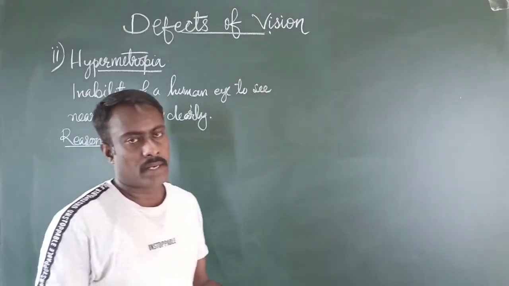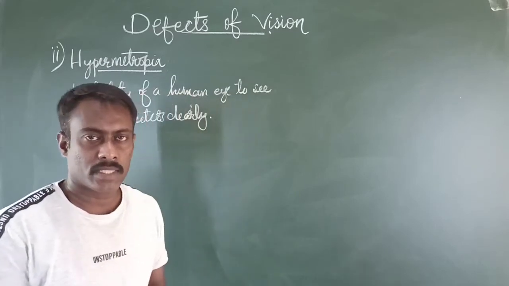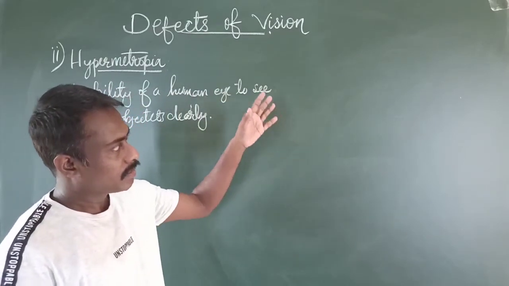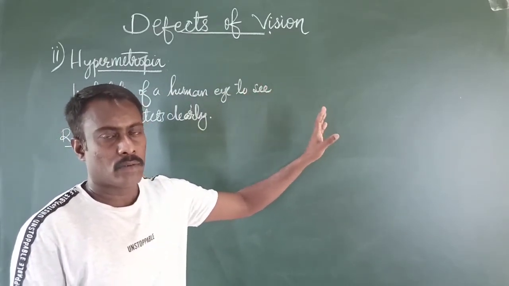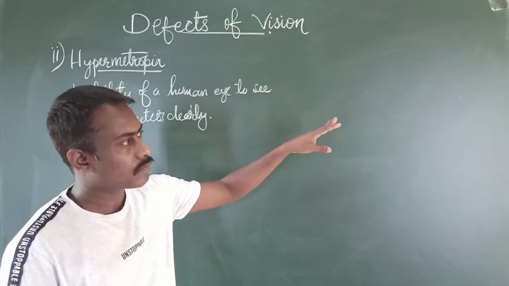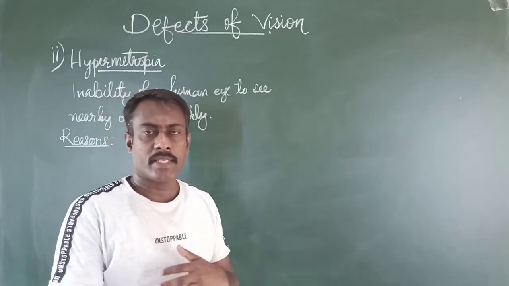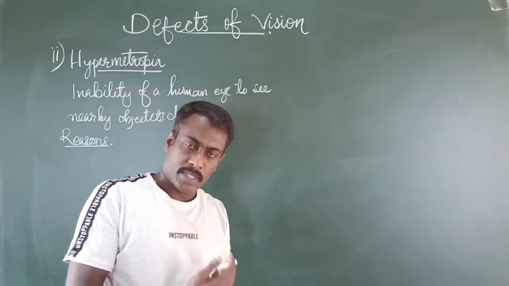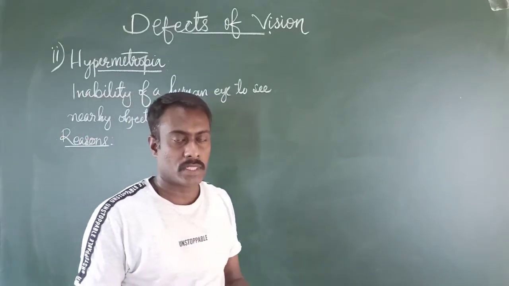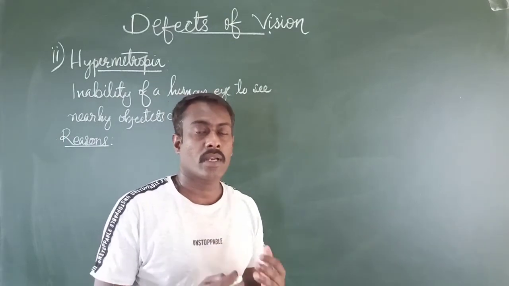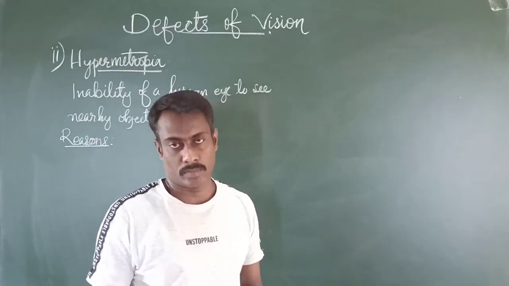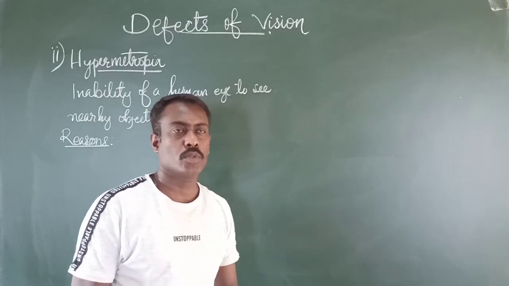Why is the human eye unable to see nearby objects clearly? Because the light rays coming from a nearby object cannot focus on the retina. And why can they not focus on the retina? Because the focal length of the eye lens is too long, or the eyeball becomes too small.